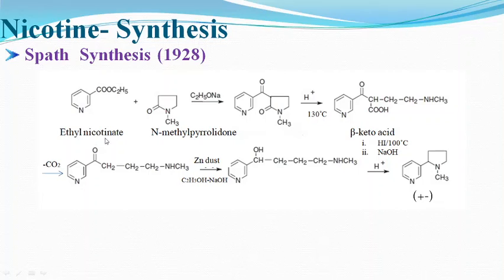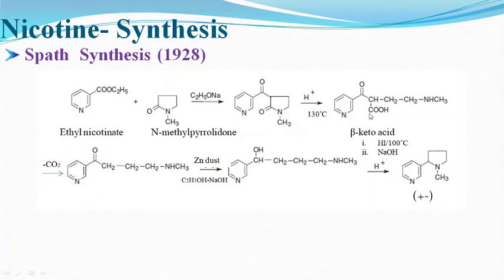Spath took ethyl nicotinate. As you can see, it is pyridine and an ester group is present. Here it is known as ethyl nicotinate, and the second reactant which has been taken is N-methylpyrrolidone. In the presence of sodium ethoxide, Claisen condensation takes place, resulting in the formation of this compound, which on reaction with HCl at 130 degrees centigrade converts into a beta keto acid. Ring opening takes place, converting it into a beta keto acid, which on heating undergoes decarboxylation.